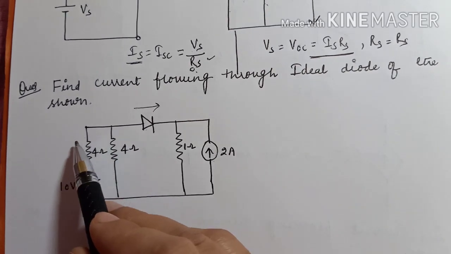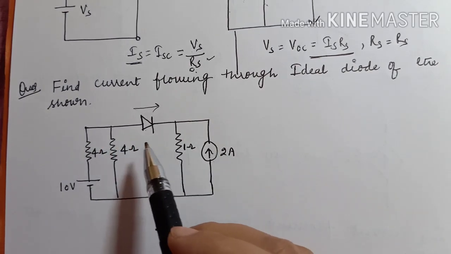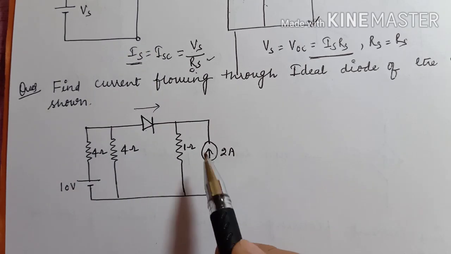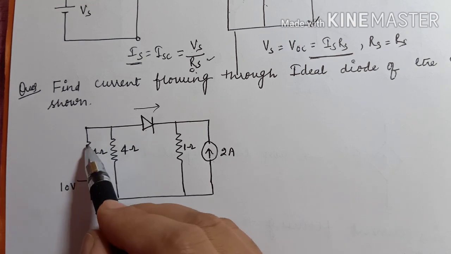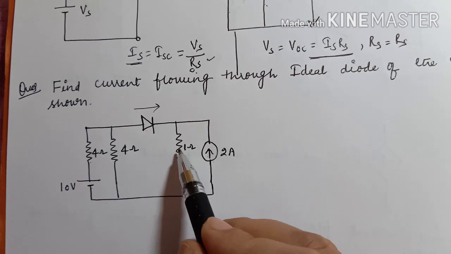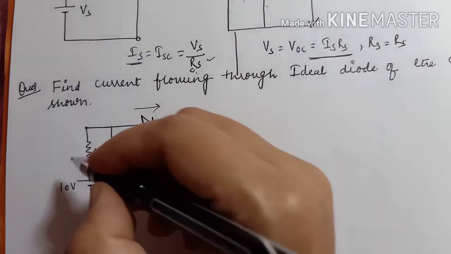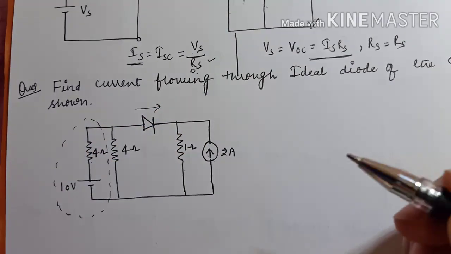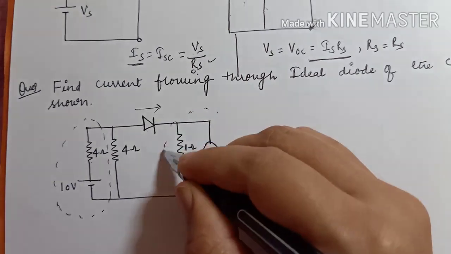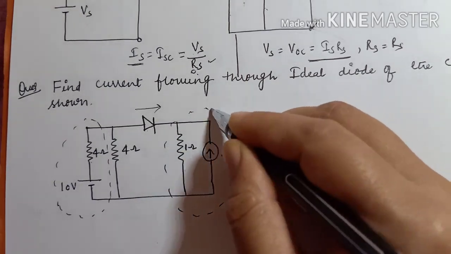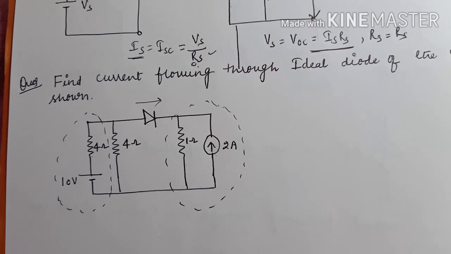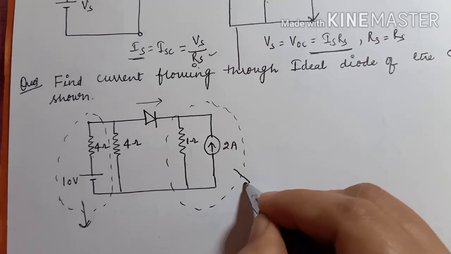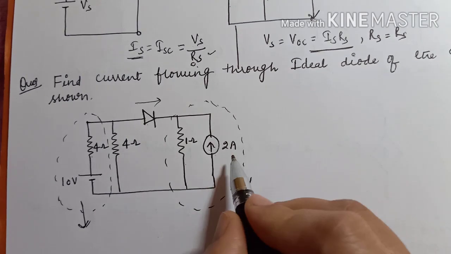So let's see how to solve. See here, this is a voltage source. For simplification, now we'll apply the concept of source transformation. This is a current source and this is a voltage source. Voltage source in series with the internal resistance, current source in parallel with the internal resistance. So this voltage source you can convert into a current source, and this current source you can convert into a voltage source for simplification. Clear?